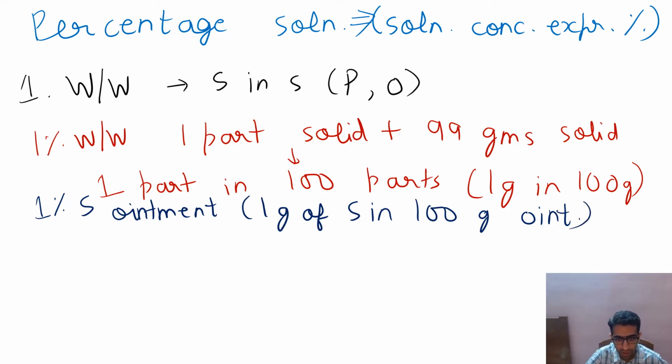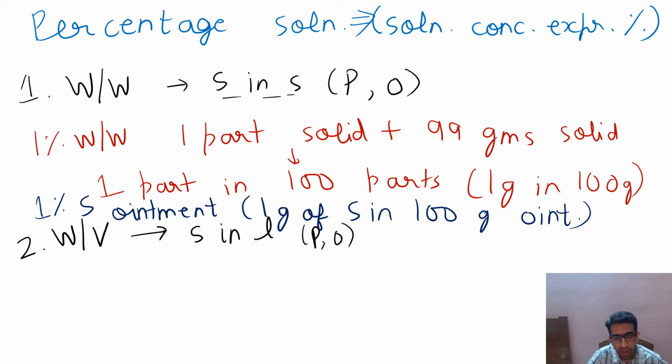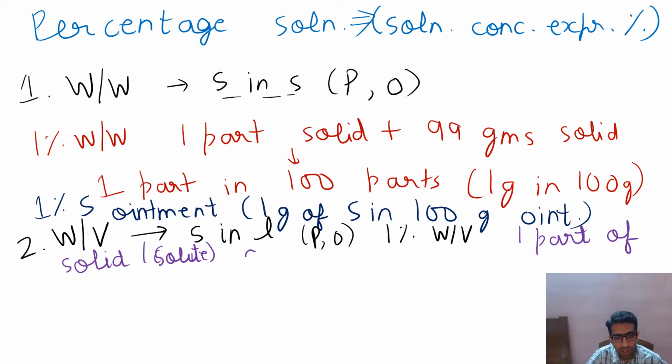Great. Now talking about the second parameter, that is weight to volume in weight. Not talking about the weights right now. This is used for solids and liquids. First, solid in solid, and this is solid in liquid. That can also be powder or ointment. So here 1% weight by volume means 1 part of solid, that is solute, which is basically dissolved in liquid, the solvent. Solute and solvent, all concepts are well known.